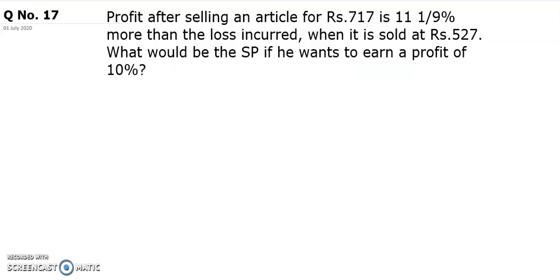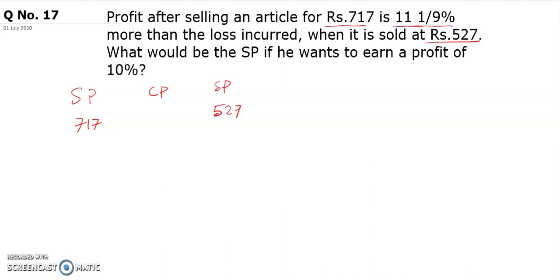Question number 17. Profit after selling an article for rupees 717 is 11 1/9% more than the loss incurred when it is sold at rupees 527. What would be the SP if he wants to earn a profit of 10%? So similar question like the previous one. So in this question we have SP 717, which gives a profit, and our second SP is 527, which gives us a loss.